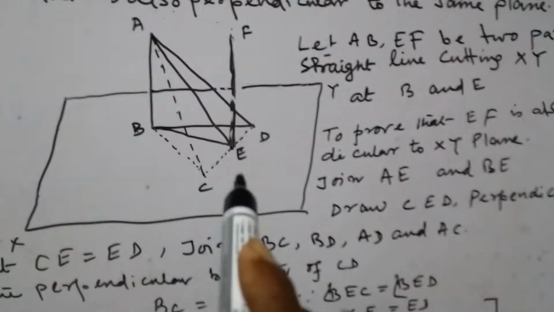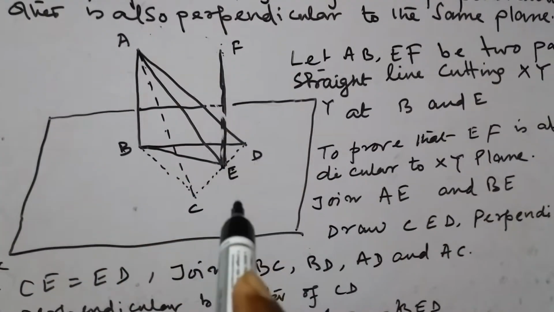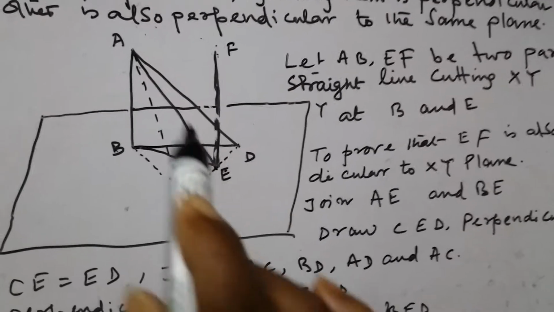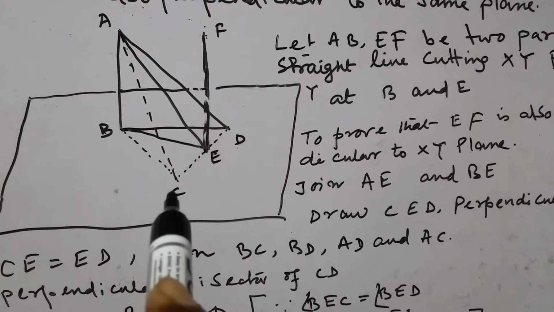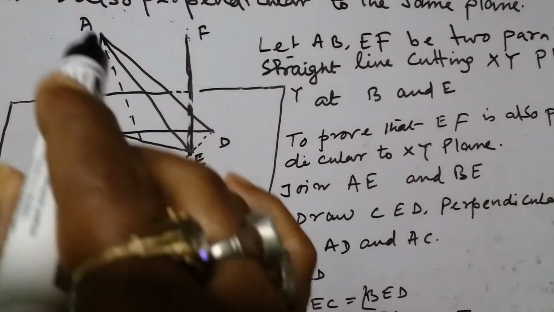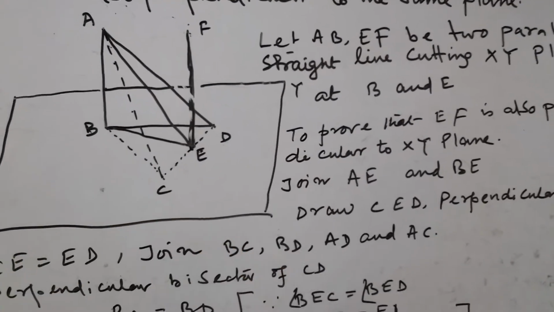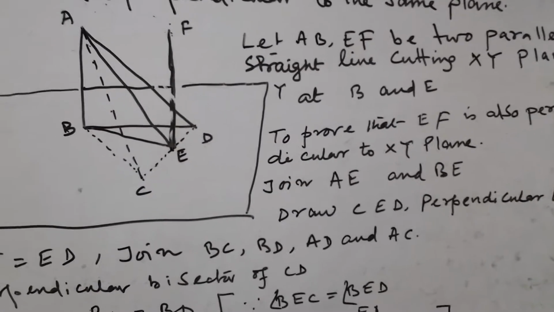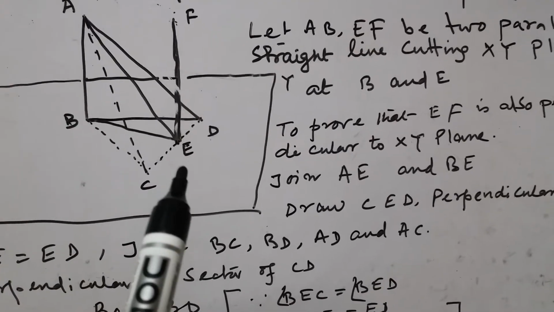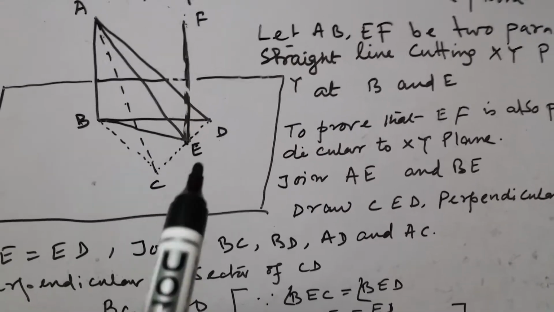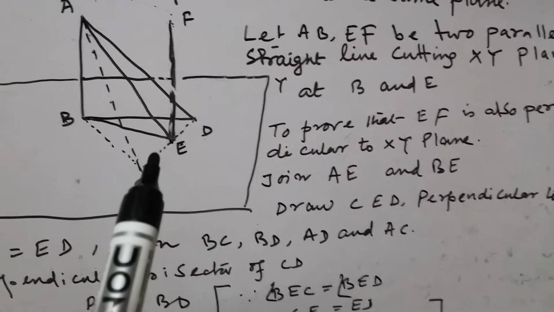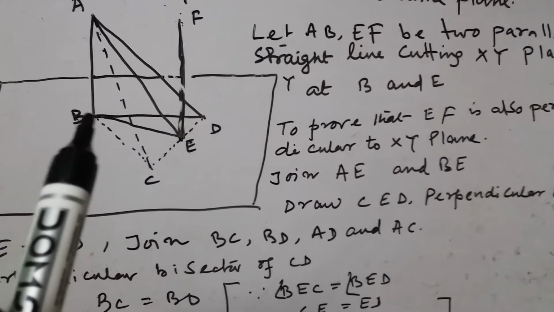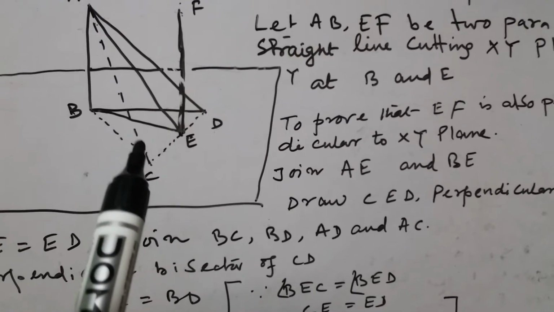Now conversely, if AB and EF are both perpendicular to the plane, then you have to prove that AB and EF are parallel. In the previous way, you prove CD is perpendicular to AE and CD is perpendicular to BE. So CD is perpendicular to the ABE plane.